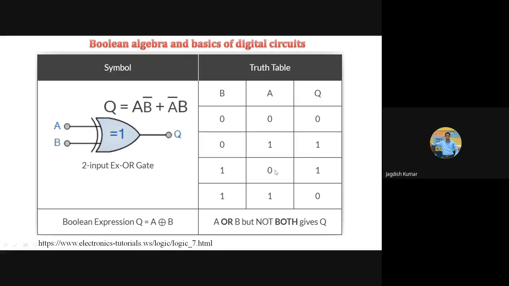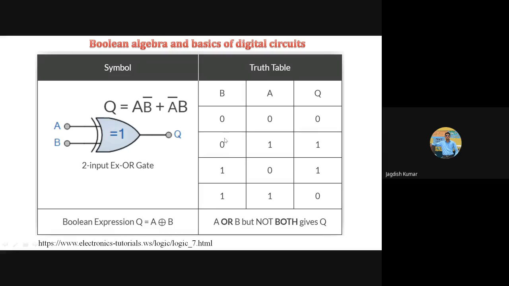Let us try to take some example. Suppose when A is 0, B is 0. Both A and B are 0. So what will be this part? A is 0, so this is 0, and B bar will be 1. But then 0 and anything will be 0. Similarly here, A bar will be 1, but B is 0. So this expression will also give you 0. So 0 or 0 will be 0.